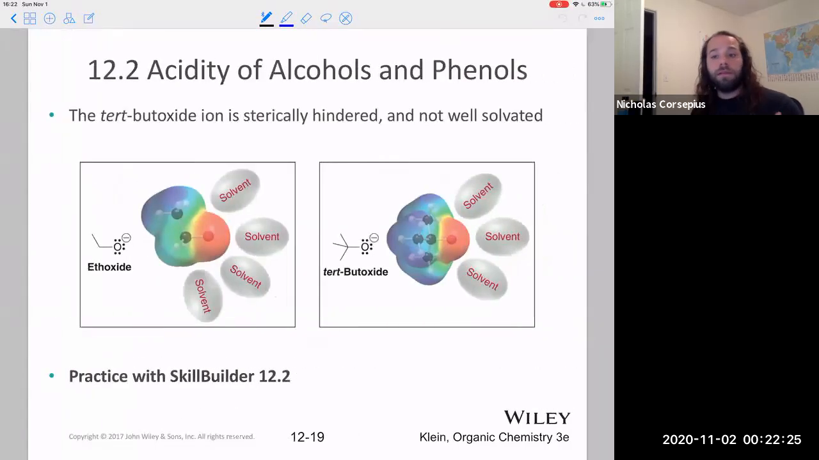Again, what makes something more acidic is the stability of that conjugate base. Well, with tert-butanol, because it's so big and bulky, the solvent molecules can't get around and solvate, or protect and stabilize, that negative charge in the alkoxide ion, versus ethanol, which is much smaller. And so that oxygen is much more accessible and solvent can get there and stabilize that alkoxide ion in the case of the smaller alcohols.